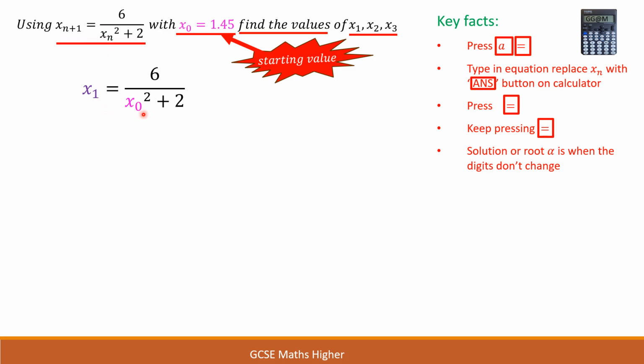x0 is here on the right, so I've got x0 squared plus 2. So x1 is equal to 6 divided by x0 squared plus 2. So n is equal to 0 because that's what we're using for my starting value. Now instead of writing this value of x0, I can use what it's been given in the question, 1.45. So 6 divided by 1.45 squared plus 2. If you type that in on your calculator, you'll get the value for x1.